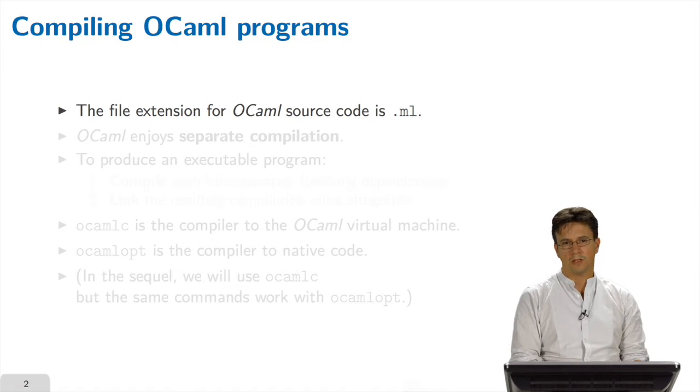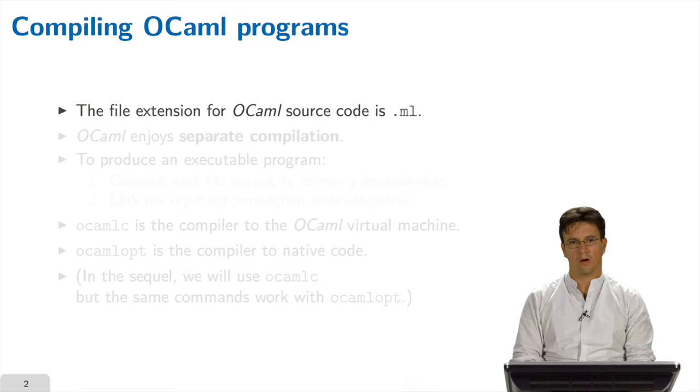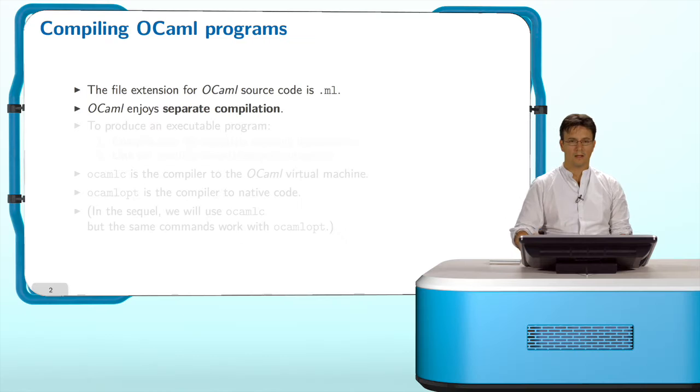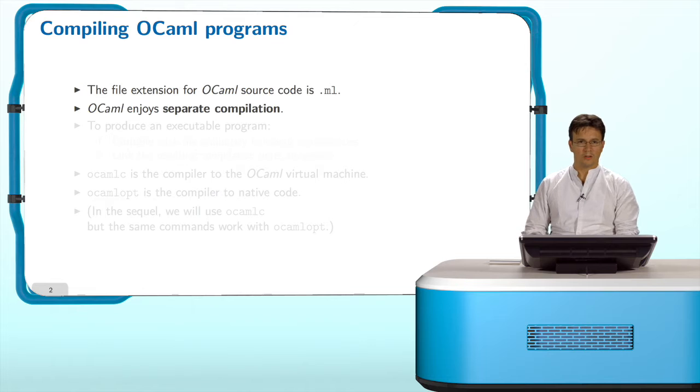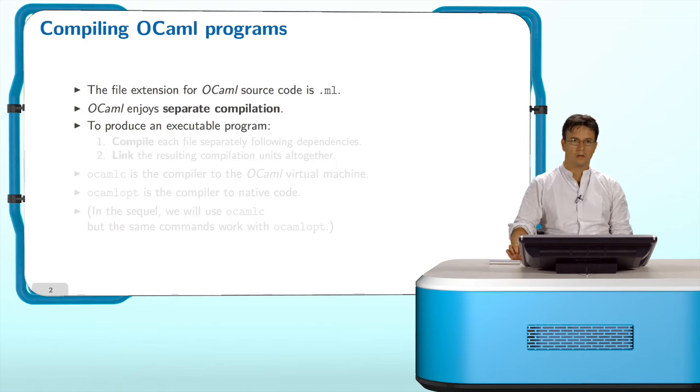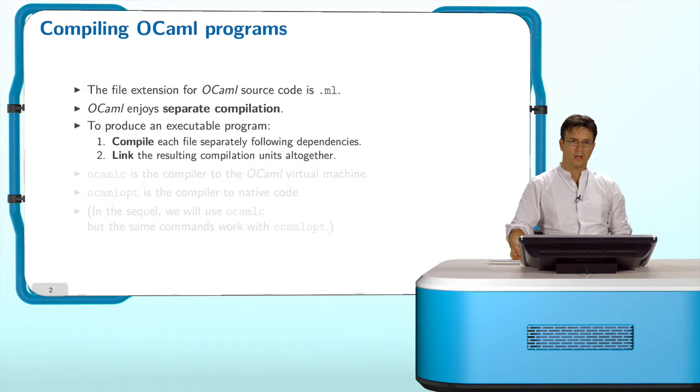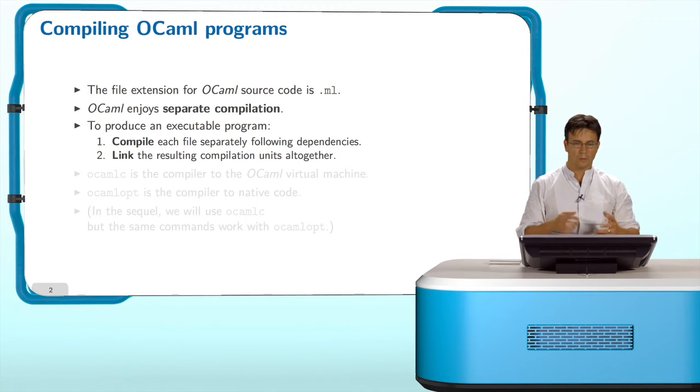So the first thing to know is that the extension of the file name of an OCaml source code is .ml. The OCaml language enjoys the separate compilation property, which means that we can produce an executable program in the following way. You first compile each file separately, following the dependencies. And when you have all the compiled units, you can link them together in order to produce an executable program.